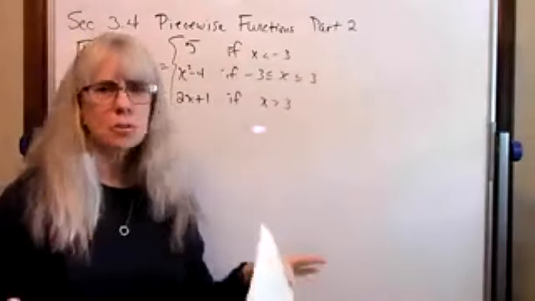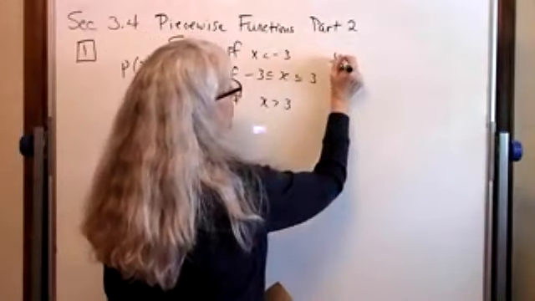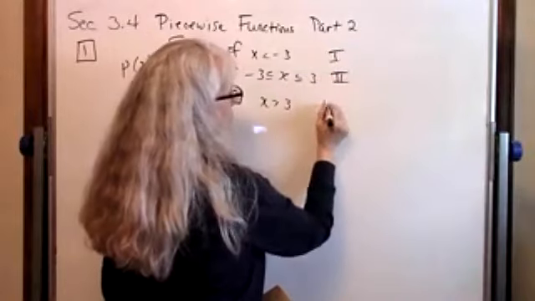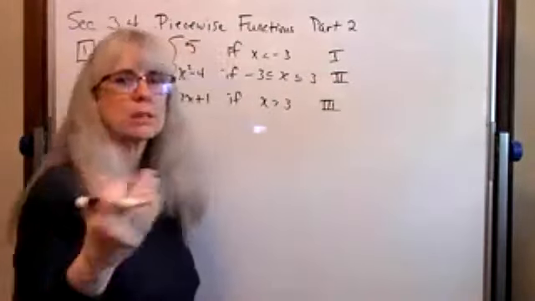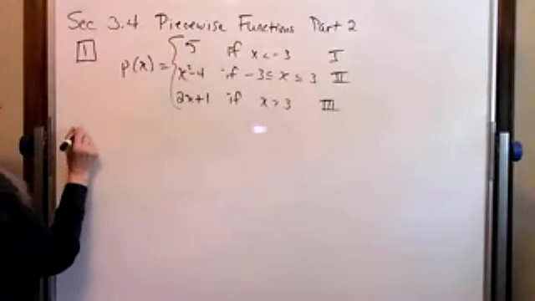So to help us out in terms of that, I'm going to label these as Roman numeral 1, Roman numeral 2, and Roman numeral 3. And this is just so we can discuss them. That's the only reason they're numbered. So we're going to evaluate this piecewise function.